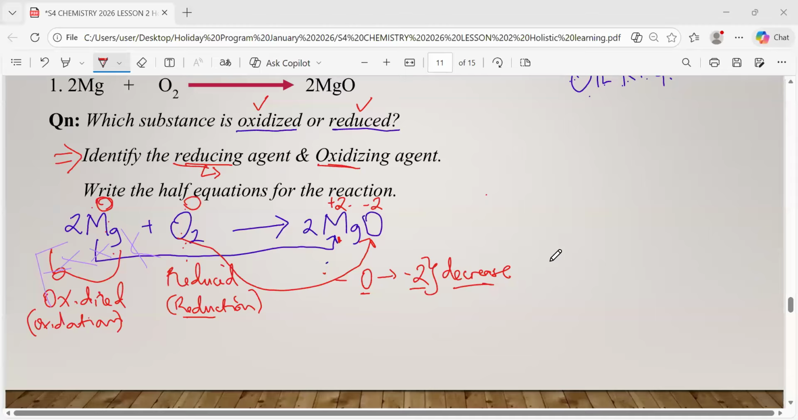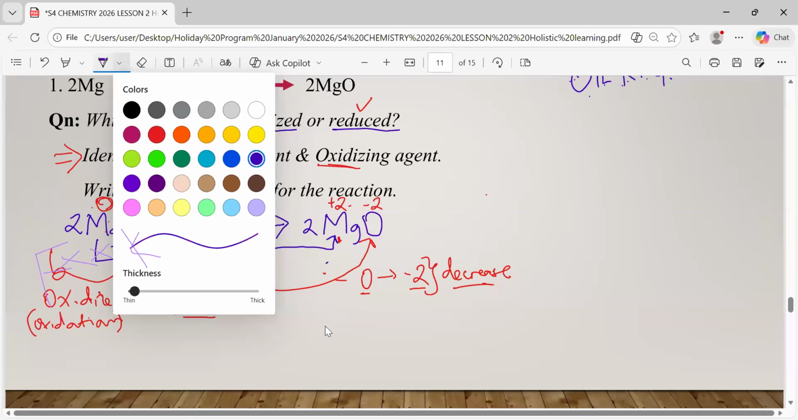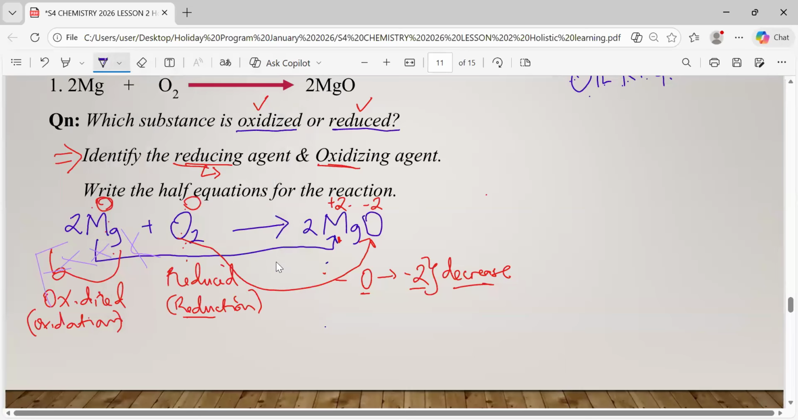Okay, Nora Lozena? Yes. An oxidizing agent is the one that enables another element in the reaction to be oxidized. Good.